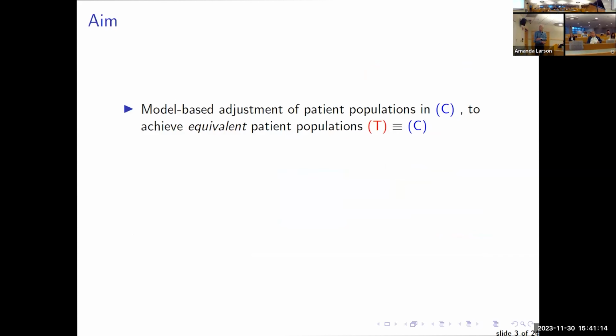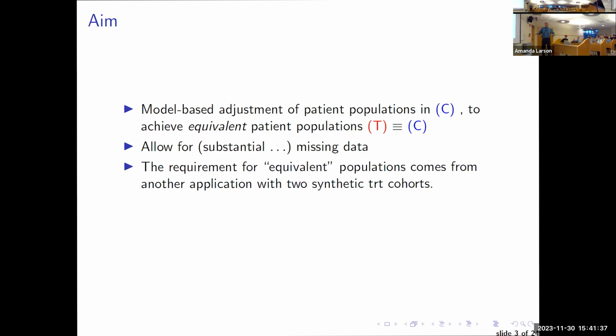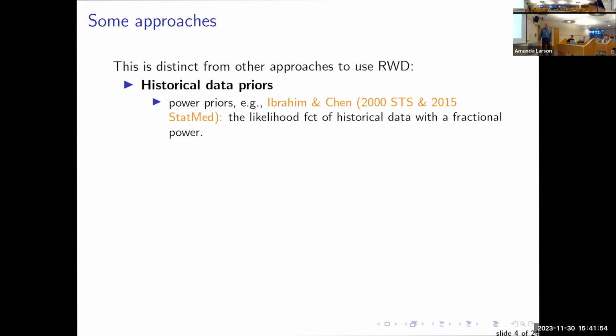So the aim is to create a model-based adjustment that makes the blue population look like the red population so that we can proceed. And we want to do so allowing for missing data. In this particular case, there was one biomarker that was not collected in earlier trials. We still want to be able to use that data. And it will be a nice little side comment when we get to it. We don't necessarily have to make them strictly equivalent populations. Introducing weights so that we can adjust for the difference is just as good. So we could relax the requirement of making them equivalent.